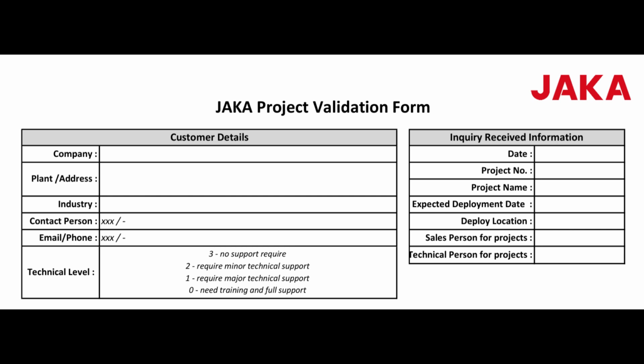Next is inquiry received information. Date and project number are for tracking. Project name should be short and unique. Expected deployment date is the target go-live date or month. Deploy location should be the exact station or area. Salesperson and technical person define ownership and follow-up responsibility.